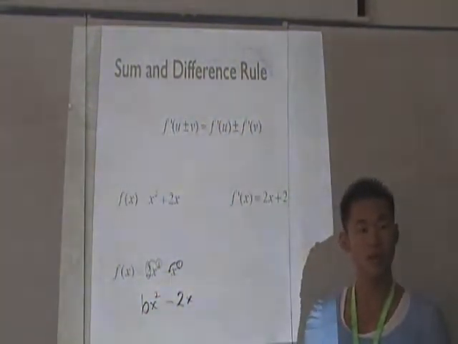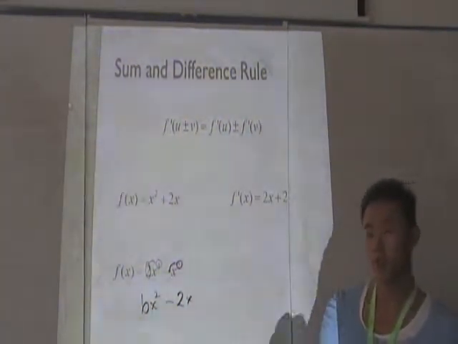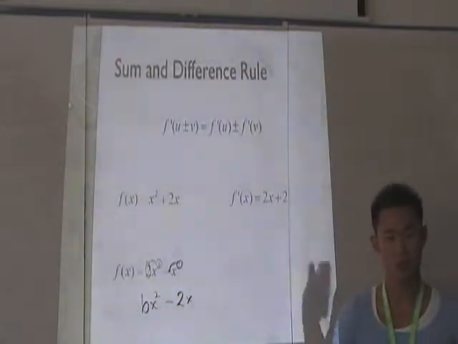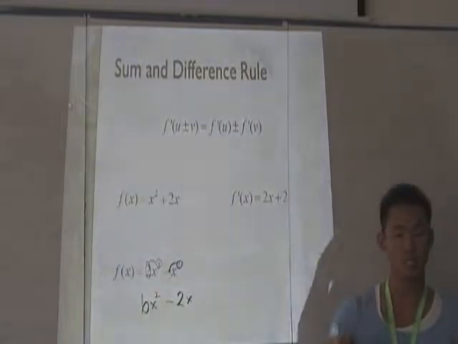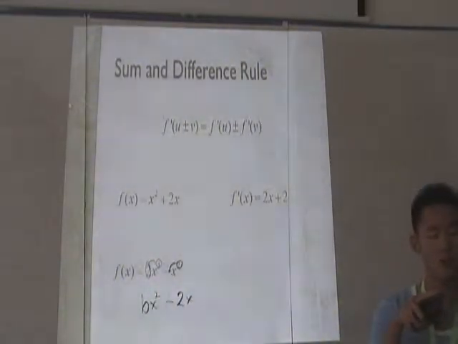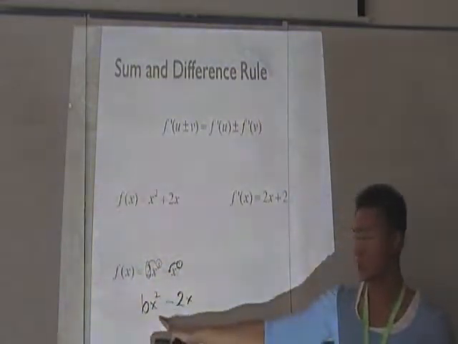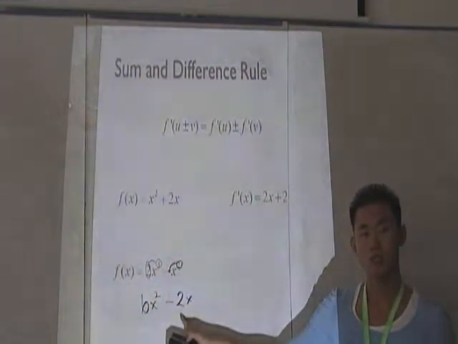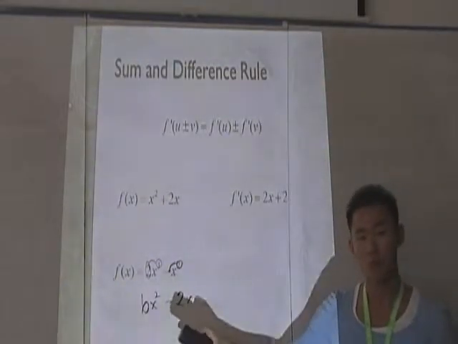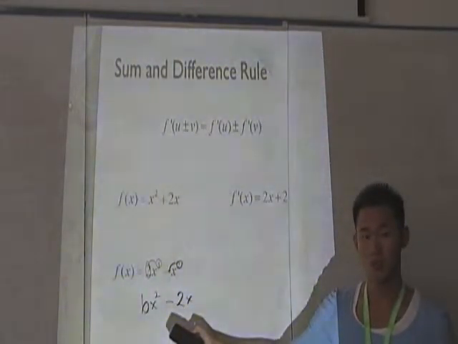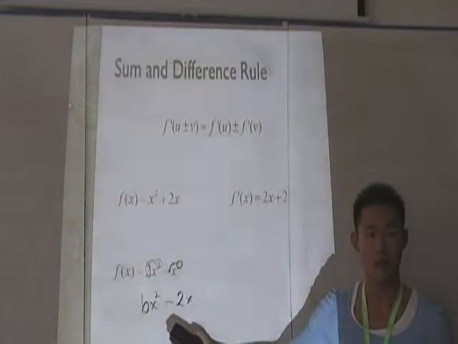Alright, any questions there? So, if we were to use the definition, the limit as h approaches 0 of f of x plus h minus f of x over h, if we plug that in here, eventually will we get this? Yes. Okay, so this is doing the same thing, but a lot shorter. So this is the shortcut to all that.